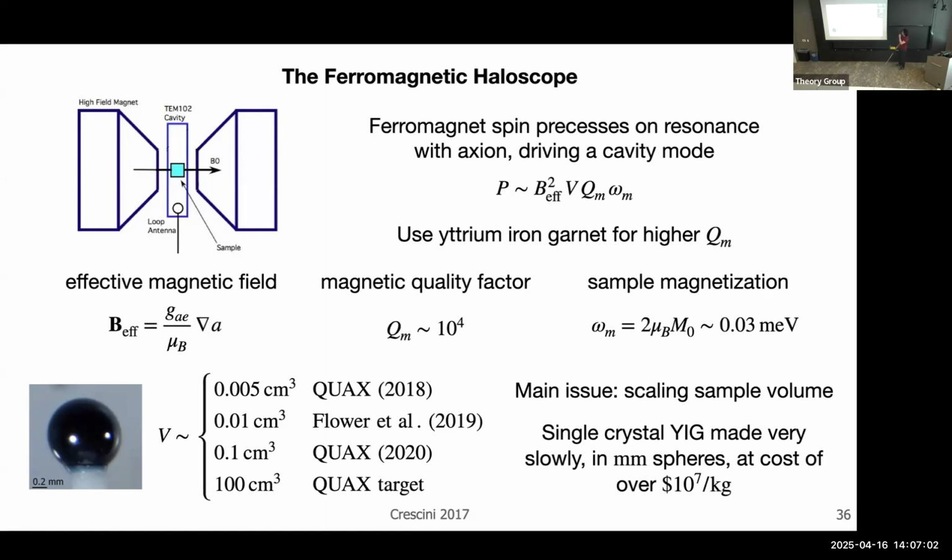You have these microscopic spheres and you polish them extremely well, and they have to be spheres, and you have to attach them very delicately, and then you're able to achieve a magnetic quality factor of 10 to the 4, which is still impressive given how strongly the electrons are interacting with each other. And this omega m is basically a measure of how magnetized the sample is, but I've converted it to units of frequency, so it's easier to compare. Numerically, this is about 0.03 meV. So if you plug in some big numbers here, it seems like this can be quite sensitive.